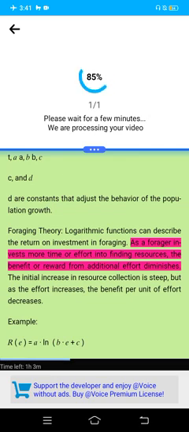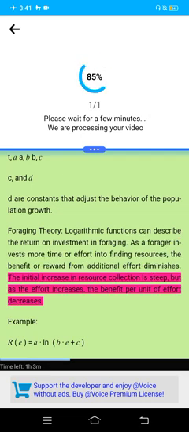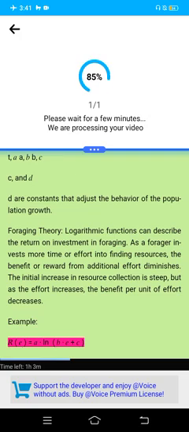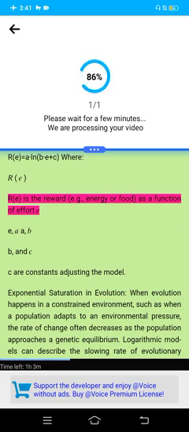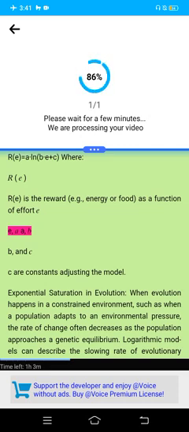As a forager invests more time or effort into finding resources, the benefit or reward from additional effort diminishes. The initial increase in resource collection is steep, but as the effort increases, the benefit per unit of effort decreases. Example: R(E) = a·ln(b·E) + c, where R(E) is the reward, e.g., energy or food, as a function of effort E. a, b, and c are constants adjusting the model.